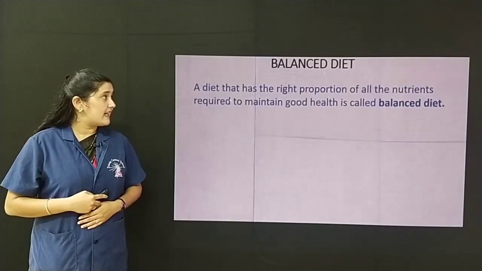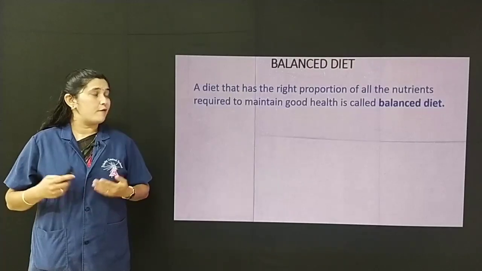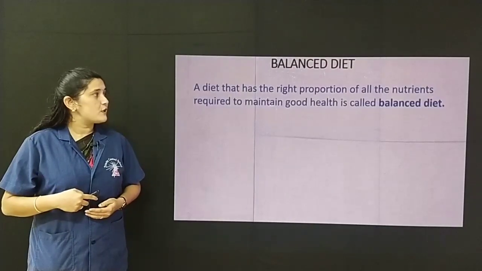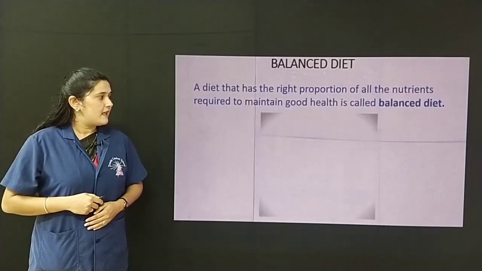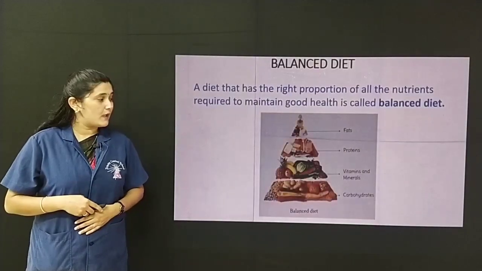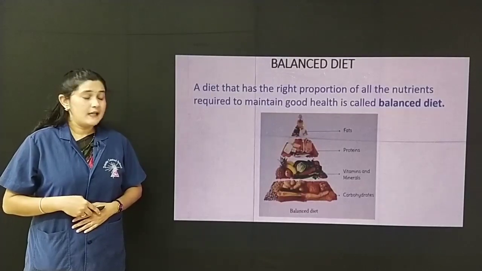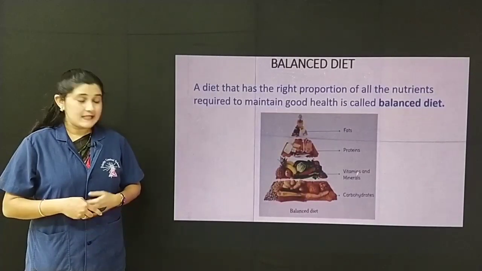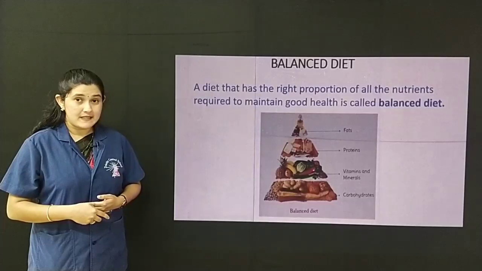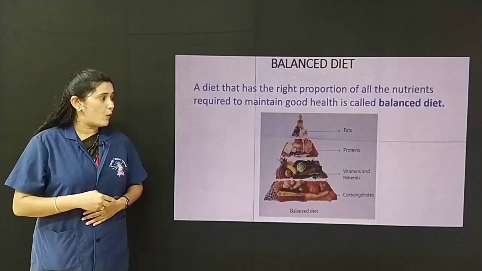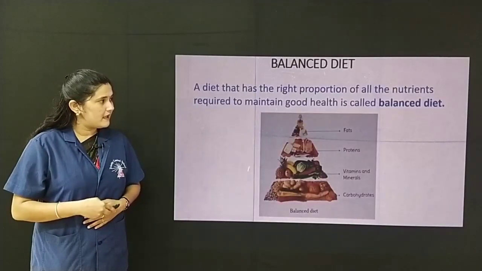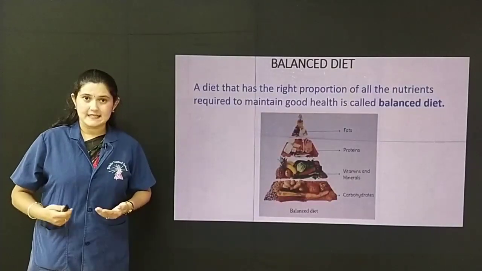That is a diet that has the right proportion of all the nutrients required to maintain good health is called as balanced diet. In this food pyramid, you can see how much amount of the nutrients are required. That is carbohydrates, vitamins and minerals, proteins and fats. So this food pyramid tells about balanced diet.